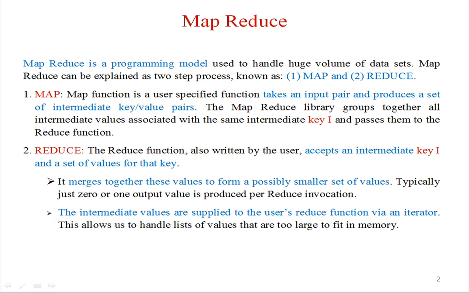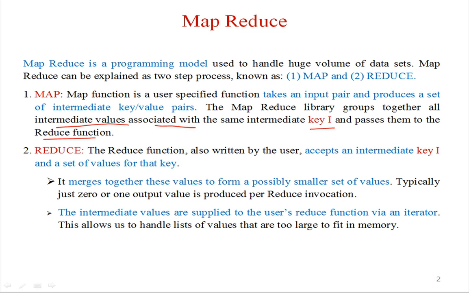Map function is a user-specified function that takes an input pair and produces a set of intermediate key value pairs. The MapReduce library groups together intermediate values associated with the same intermediate key and passes them to the reduce function, as I discussed.